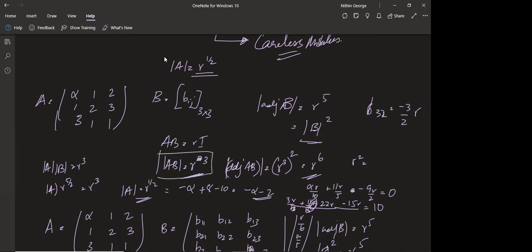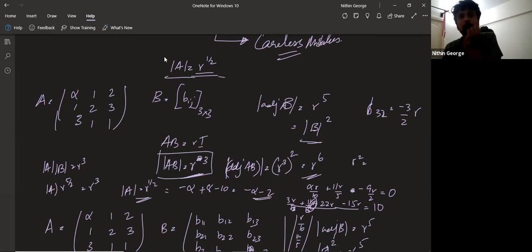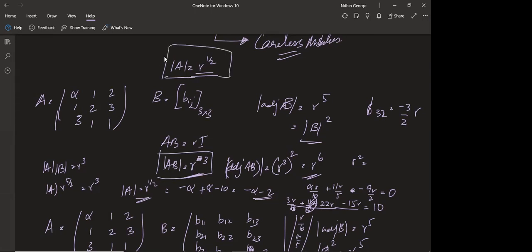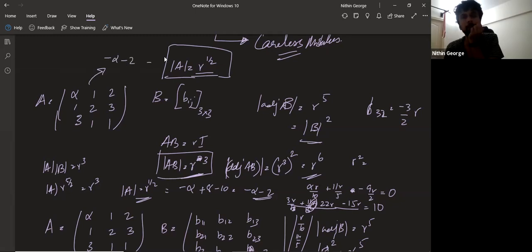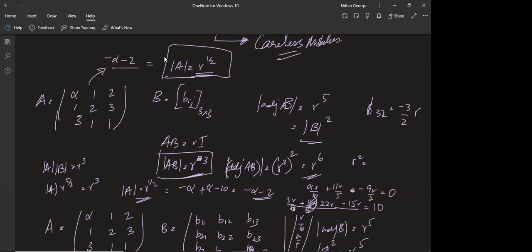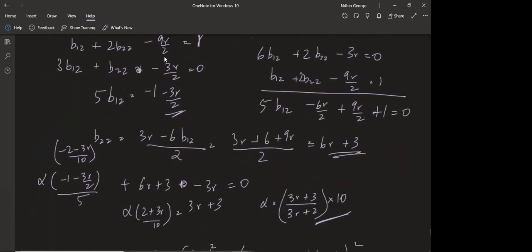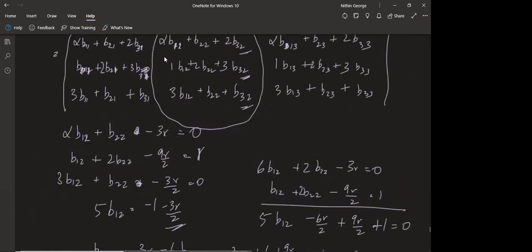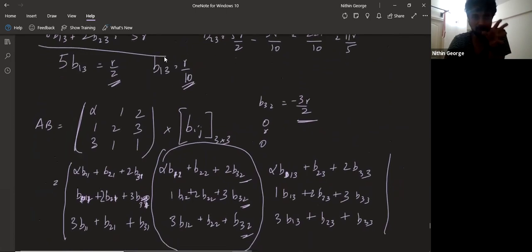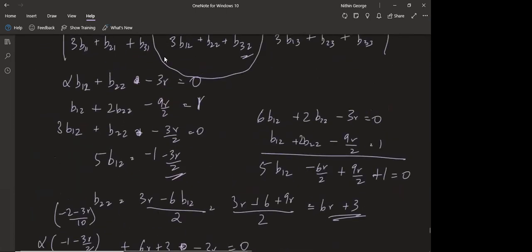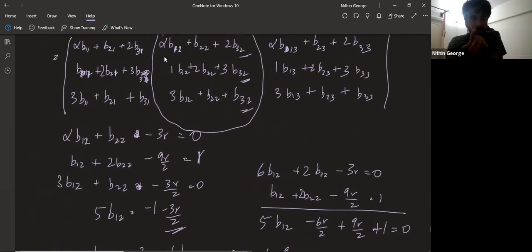So determinant of A should be R raised to half. When I evaluated this determinant, I got minus alpha minus 2. So I get a relation between alpha and R. Okay, sir. So the thing is, if I find alpha, I am sorted. Okay. Here, I found one mistake that I did here. Thank you for that.